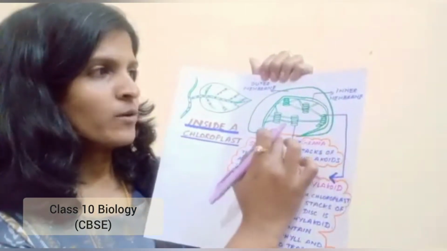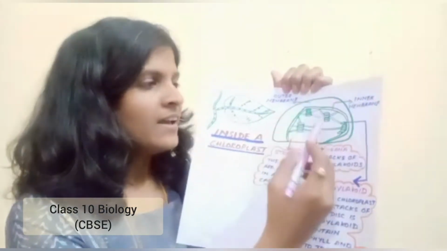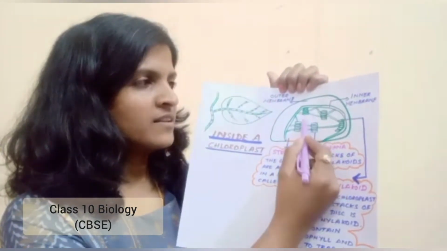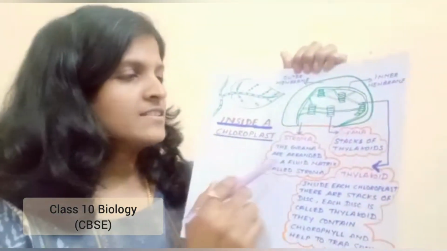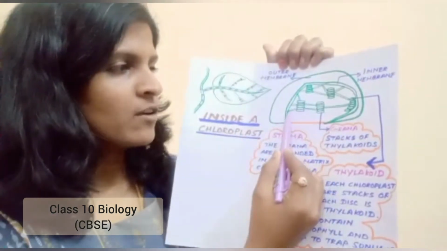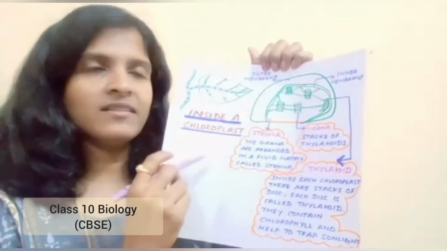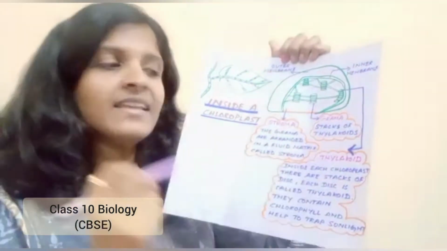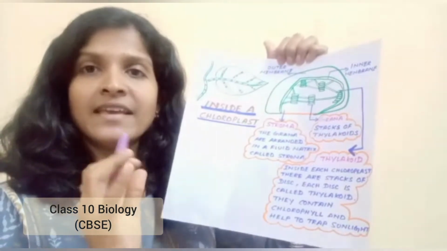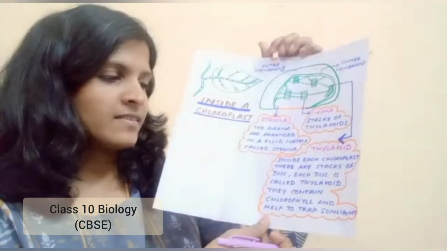Inside the chloroplast, this is the structure I am showing now. This is the inner membrane, this is the outer membrane. Inside we can see so many spaces. These spaces are filled with a fluid matrix called stroma. This stack of thylakoids one upon another is called grana. Inside each chloroplast there is a stack of discs called thylakoids.